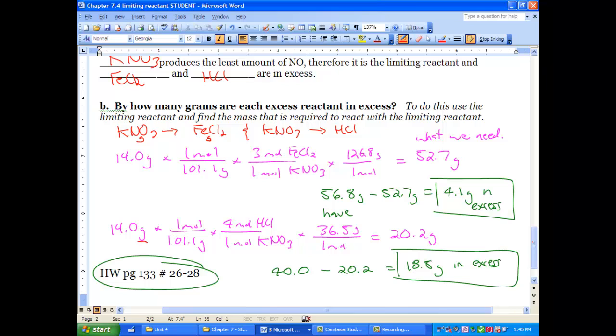We're going to start off with KNO3, go to moles of HCl to grams of HCl. It says, according to the stoichiometry, we only need 20.2 grams. Well, we added 40. So 40 minus 20.2 is 18.8 in excess. That's stuff that we will not add. We're going to save that many grams times 100 million pounds of the product we're making. It's really going to add up to some cost savings.